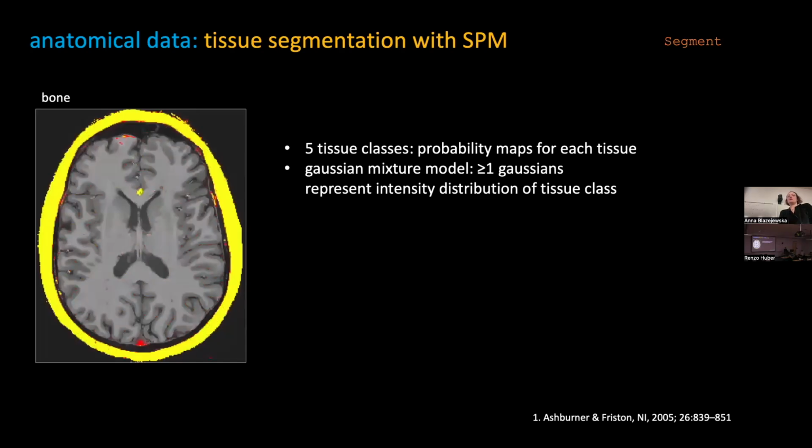But what's helpful for us here is that we can use these last 2 classes, the bone and the soft tissue, to potentially help with cleaning up some of the Freesurfer segmentations, and I will show you an example in a few slides.